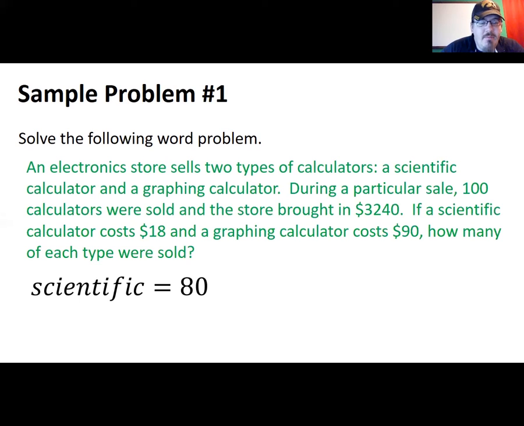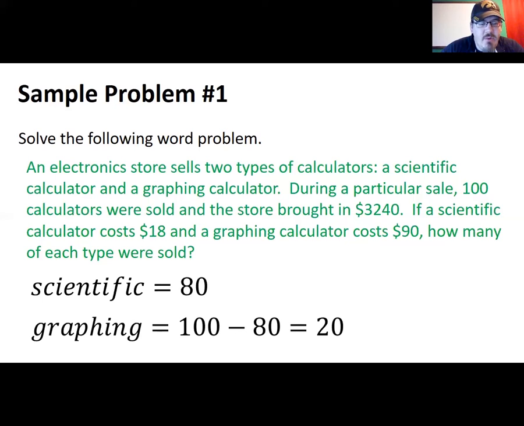And then to find the number of graphing calculators, remember our expression was 100 minus the number of scientific, so 100 minus 80, so 20 graphing calculators were sold. And there we go. That is our answer that we're looking for.